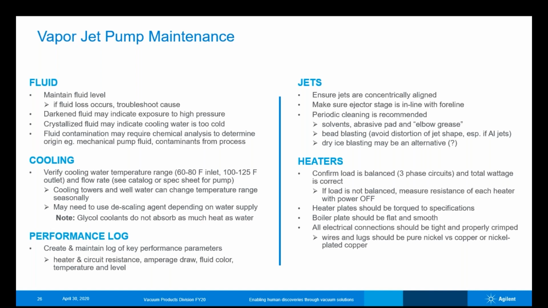Heater plates need to be torqued to specifications in order to optimize the heat transfer from the heaters themselves to the bottom of the boiler. Again, the boiler plate should be flat and smooth. Some of the Agilent design pumps use a crush plate to ensure that we have good thermal contact there. And all electrical connections need to be tight and properly crimped. One of the things that we'll recommend is that customers use pure nickel versus nickel or copper plated lugs and wires in the construction of the electrical connections to a diffusion pump.